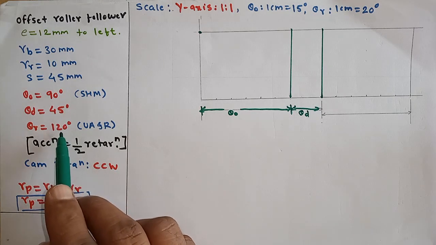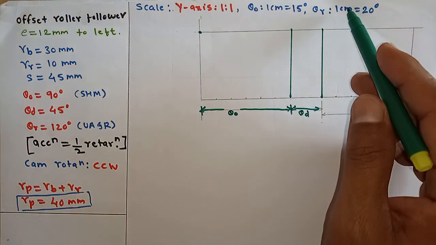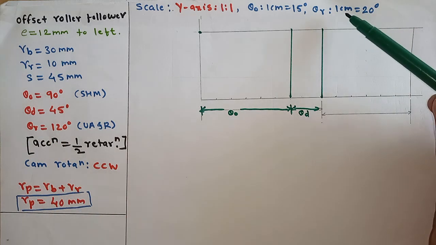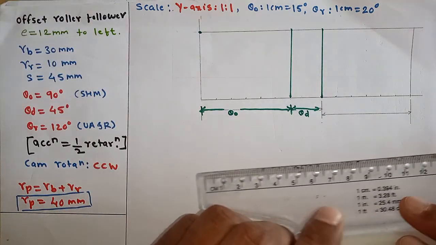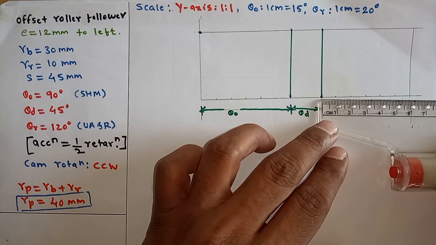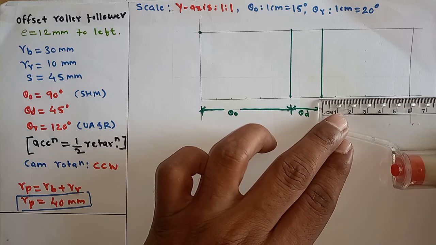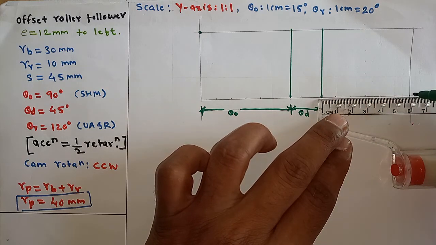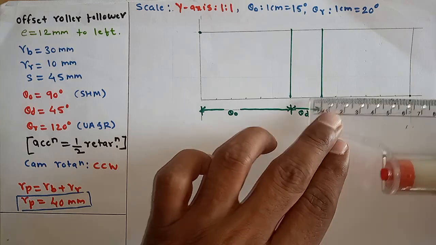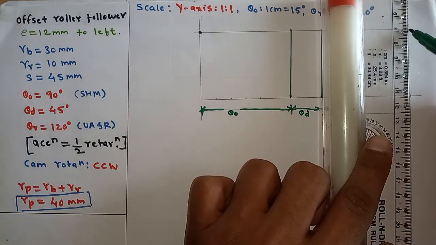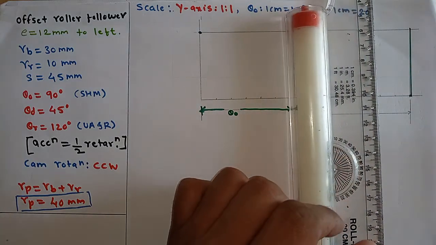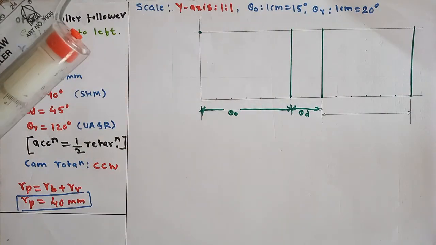The dwell period is followed by return stroke of 120 degrees. So for that, take scale of 1 centimeter equals to 20 degrees. So that 6 centimeter will represent 120 degrees. So this is 6 centimeters. 1 centimeter is 20 degrees. So 6 centimeter will represent 120 degrees. And this is the segment representing return stroke.